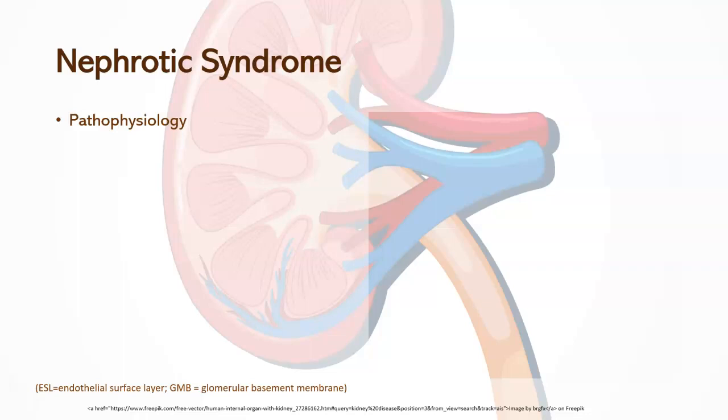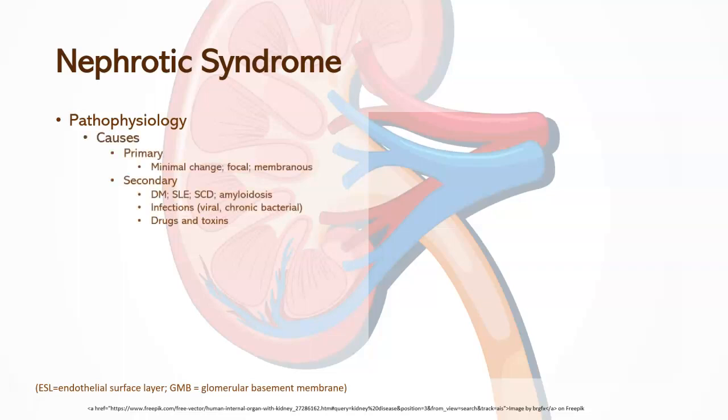If you wish, you can stop the video and see what you can remember about the pathophysiology, clinical features, investigation, and treatment of nephrotic syndrome. So nephrotic syndrome may be primary due to autoimmune conditions affecting the glomerulus, such as minimal change glomerulonephritis, focal glomerulonephritis, or membranous glomerulonephritis. Or it may be secondary to systemic diseases such as diabetes, SLE, sickle cell disease, or amyloidosis.